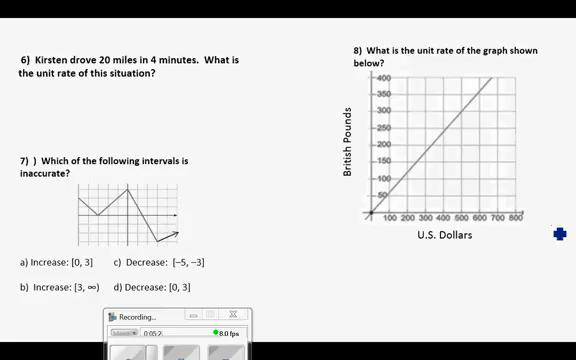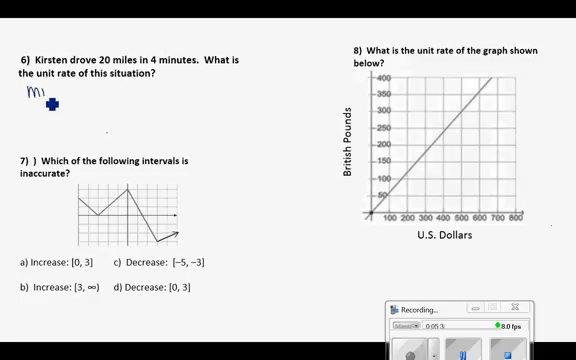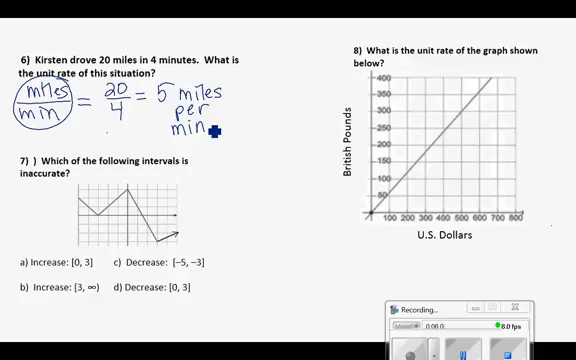Question 6. A person drove 20 miles in 40 minutes. What is the unit rate? We know we have to do miles per minute. So we have our miles, which is 20 miles, minutes, which is 4. That simplifies to 5. So we're going to finish by saying what 5 actually means, and we're going to use these words, miles per minute would be the unit rate.